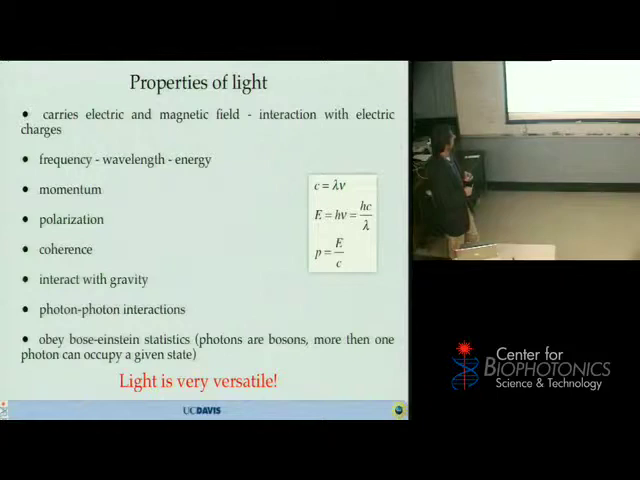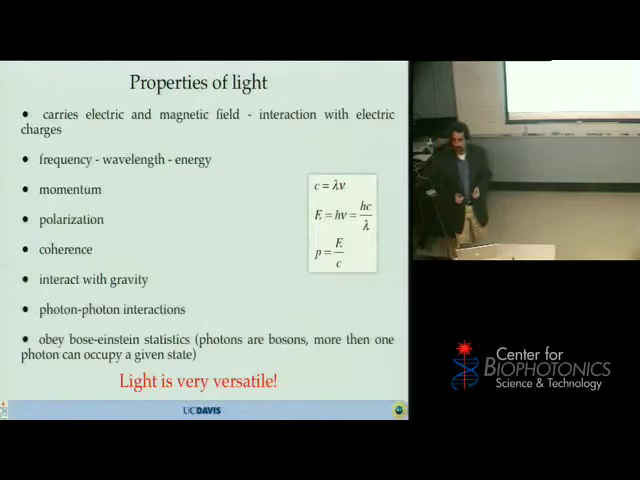Photons can interact, and they are basically bosons. More than one photon can occupy the same state. On the other side, matter is fermions, so you cannot have more than two particles occupying the same state. So, looking at all this, if you have questions.